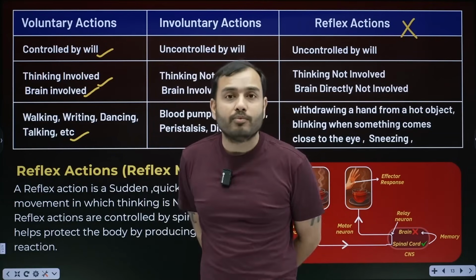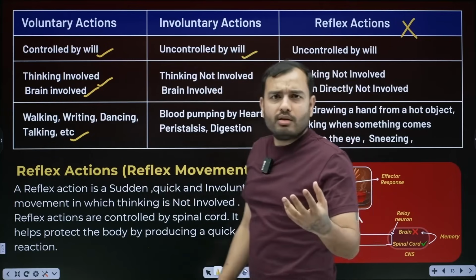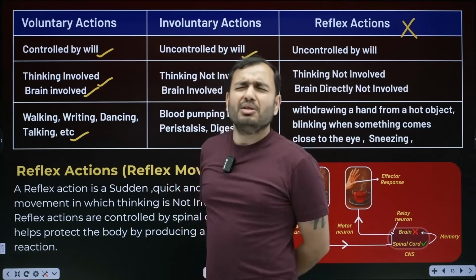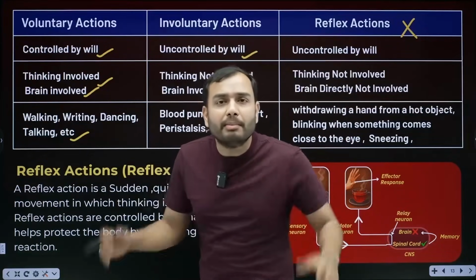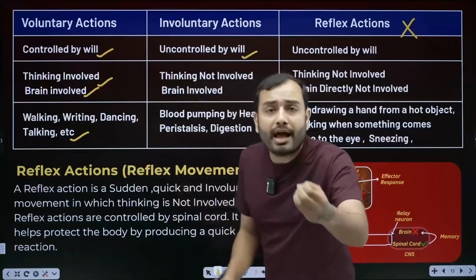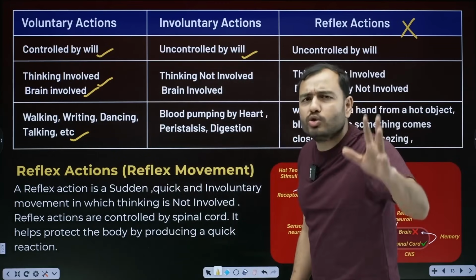Hey brain, stop the heartbeat. You cannot control it. These are uncontrolled by your will, so you cannot stop your heart from beating. Hey, stop blood pumping. Hey, I want to die. It won't do it. Why? Because it's involuntary. You don't have any control of it. There is no thinking involved in this. You can't do anything by thinking.